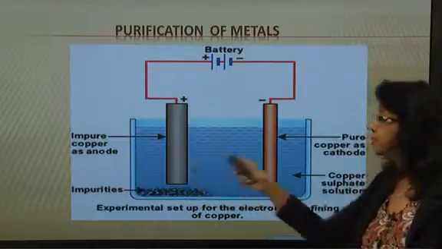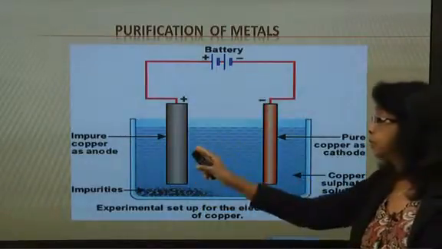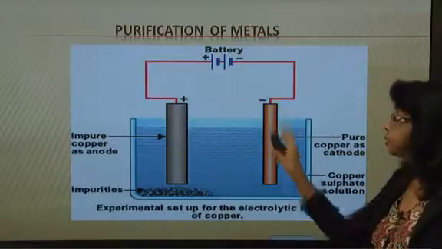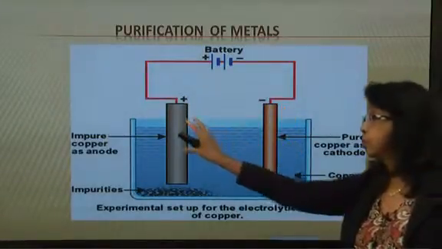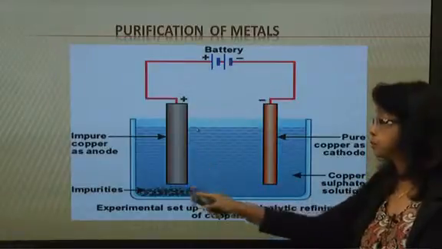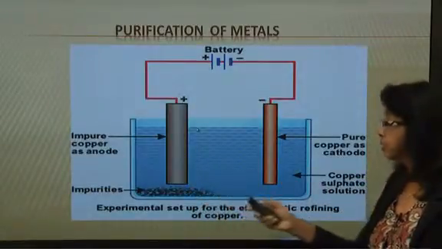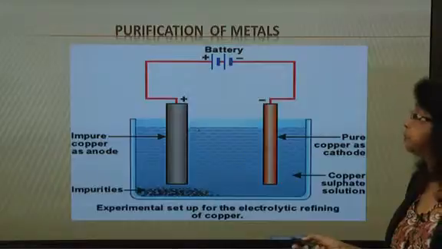Now what happens as a result of this? The pure copper is going to be deposited on the cathode, and this piece is going to become thicker. This will slowly diminish in size and become smaller. Okay? So this will be the purification of metals.